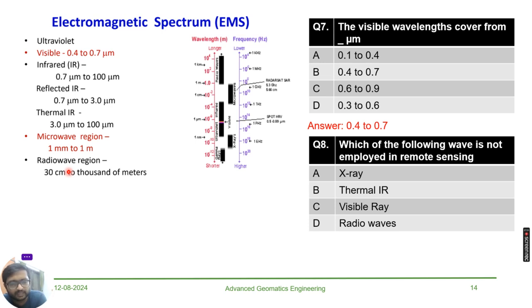Yes, sir, the answer I think is thermal infrared. No. Thermal infrared we are using, as I said here, thermal infrared is a part of remote sensing. But we are not using X-ray, because it has a very short wavelength and it is scattered while reaching the bare surfaces. So we are not using the X-ray. We are using thermal infrared, visible rays, and radio waves.